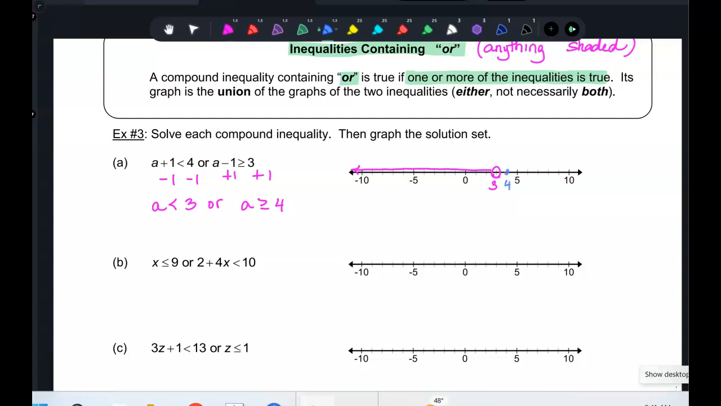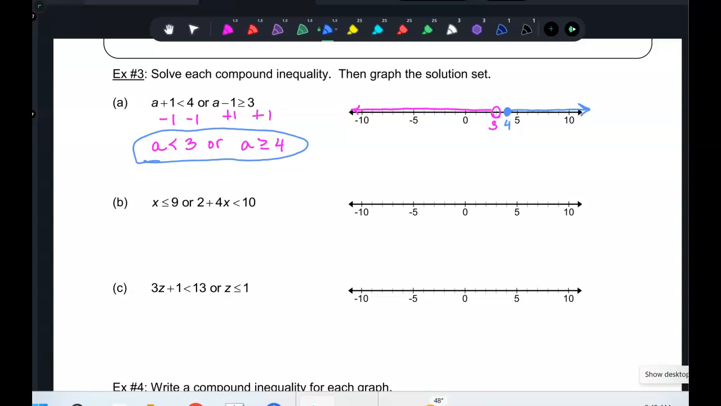So here's 4. It's not all reals though. With the word or, both of these regions, so what did I say? The solution is going to be anything that we shaded. If the word said and, it would be different, but it doesn't say and. So if I said, could you pick a number that's less than 3? Yeah. Or could you pick a number that's greater than or equal to 4? Yeah. So what's the answer? The answer is this whole thing.